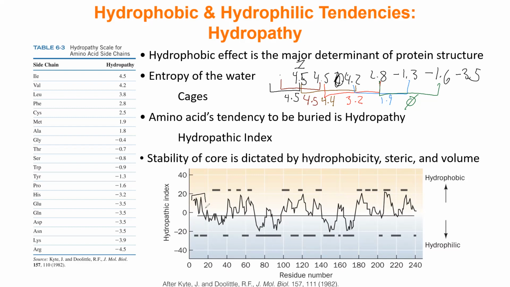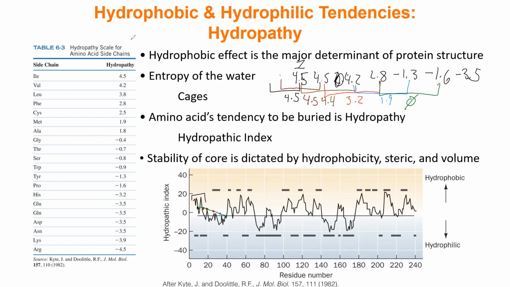And let me just plot my points here. So this is 4.5. I think I got my colors mixed up. 3.2. 1.9. 0. So my hydrophobicity plot, based on my calculation so far, would kind of look like this. It would keep going down.